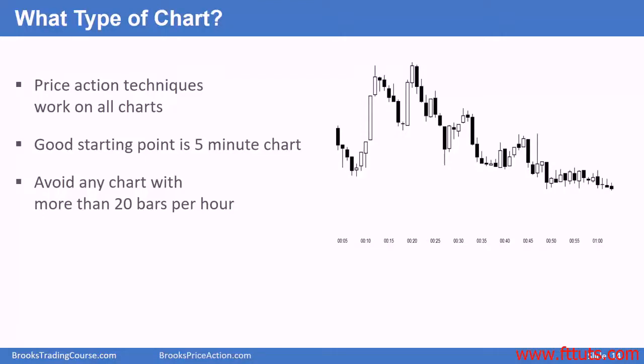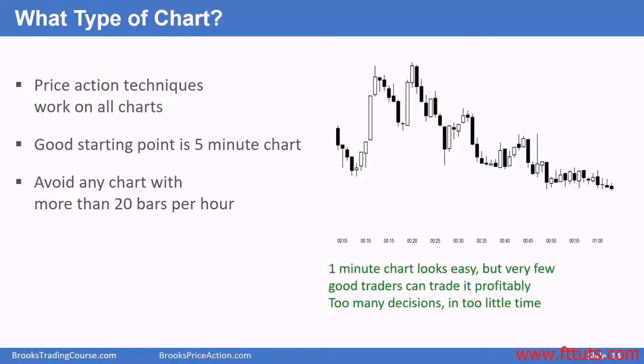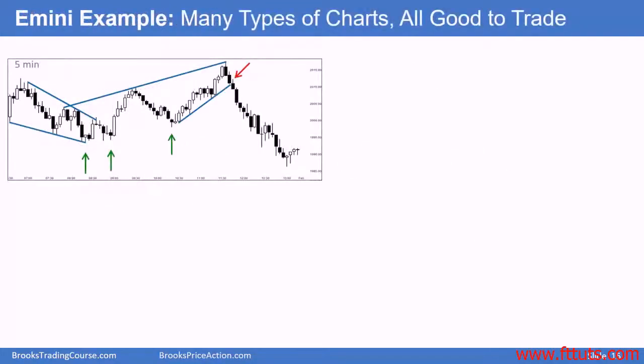You can look at this chart. This is a 1-minute chart, and it looks easy. You say, well, it's going up, I'm going to buy. Buy for a second leg. Going down, I'm going to sell. However, very few traders, even really good traders, can trade it consistently profitably because there are too many decisions and there's too little time. Even though the patterns are good, you just don't have enough time and you'll make mistakes.